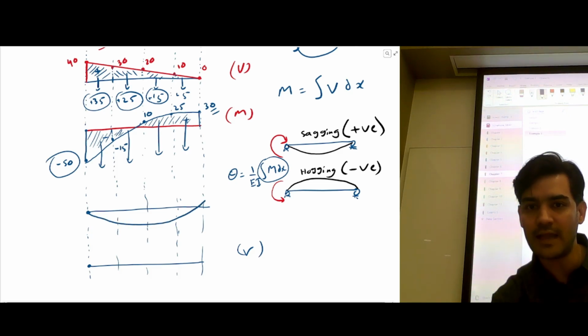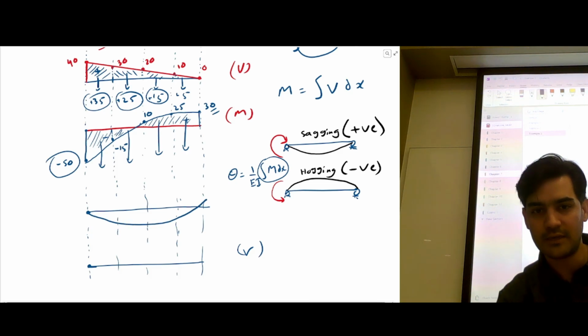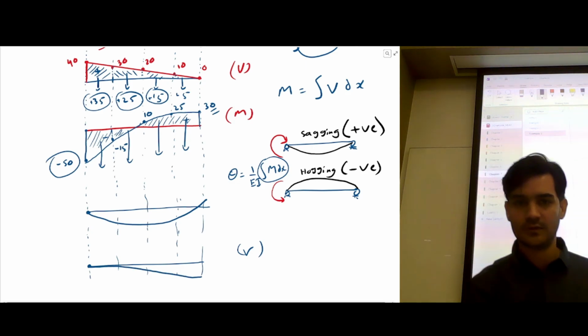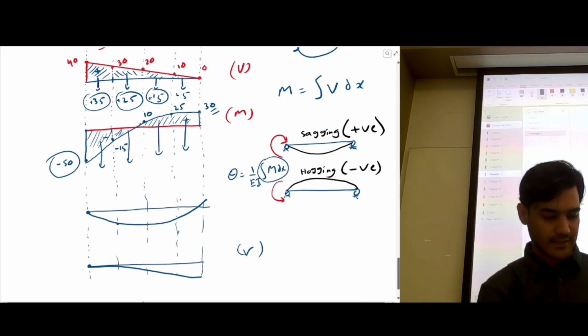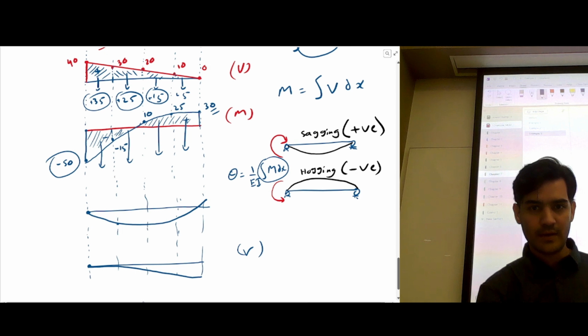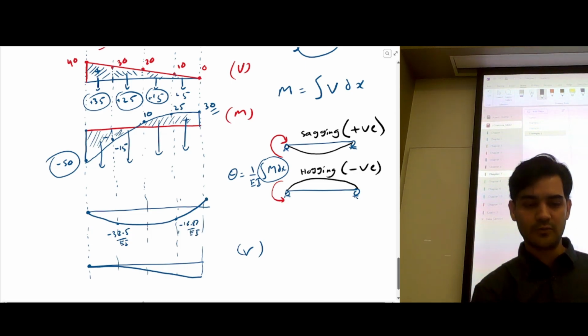For the bending angle, this is what I'm getting. This point is minus 32.5 over EI, because now we have EI also. This point is going to be minus 16.87 over EI, and this point is going to be 10.63 over EI. And this distance we have already calculated, which is 4 millimeter, right?